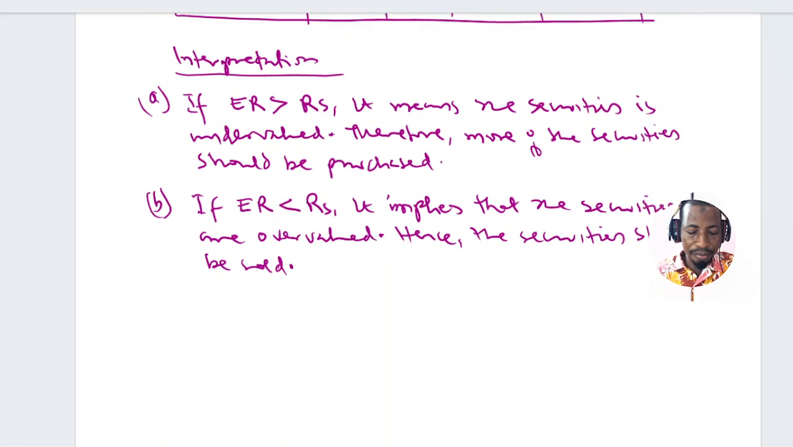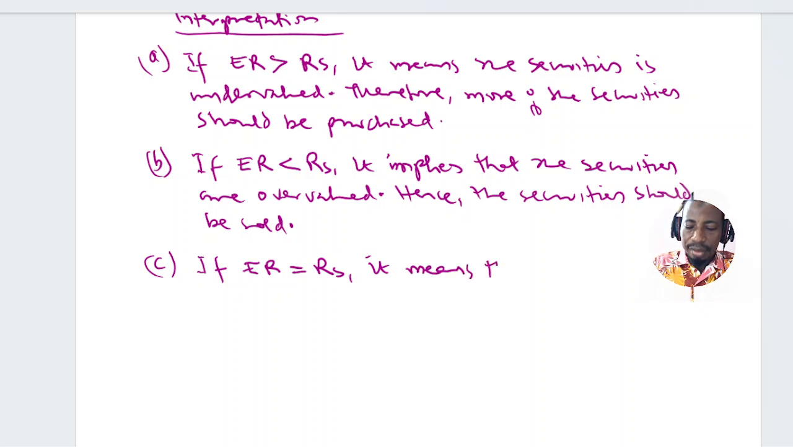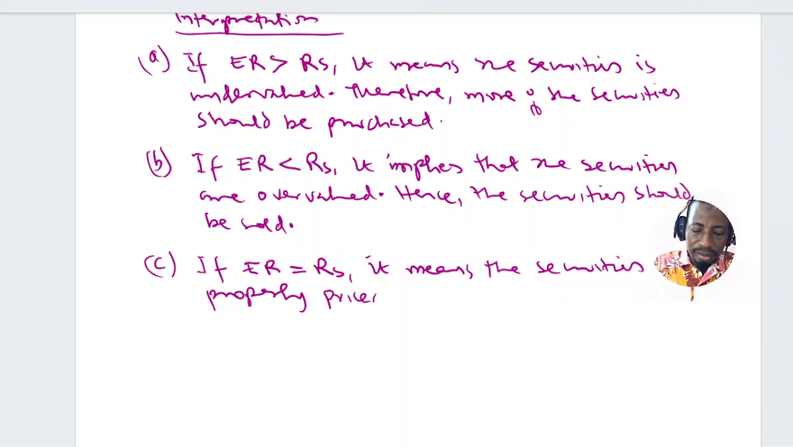Then number C, if expected return is equal to the required return, it means the securities are properly or appropriately priced. So if the securities are properly valued, what are you supposed to do? You keep it. All right, you keep it.